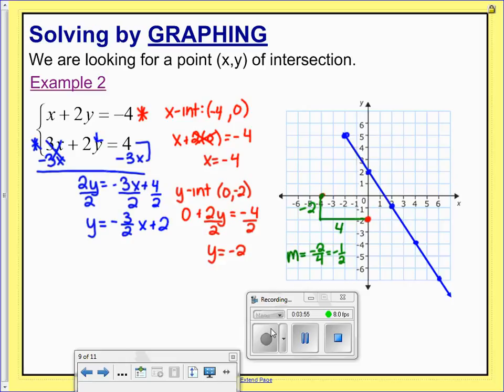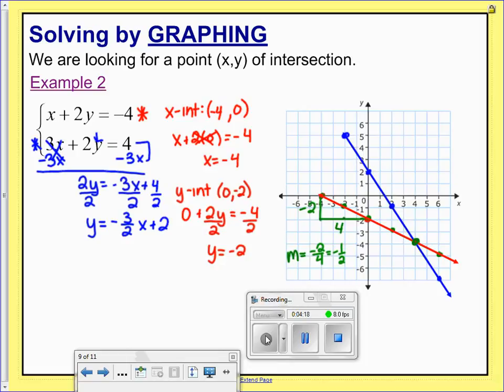So really from this point right here, I can go down 1, right 2, down 1, right 2, down 1, right 2, down 1, right 2. And now I have a point of intersection. So now I'm going to draw a line through those points and determine what my point of intersection is.